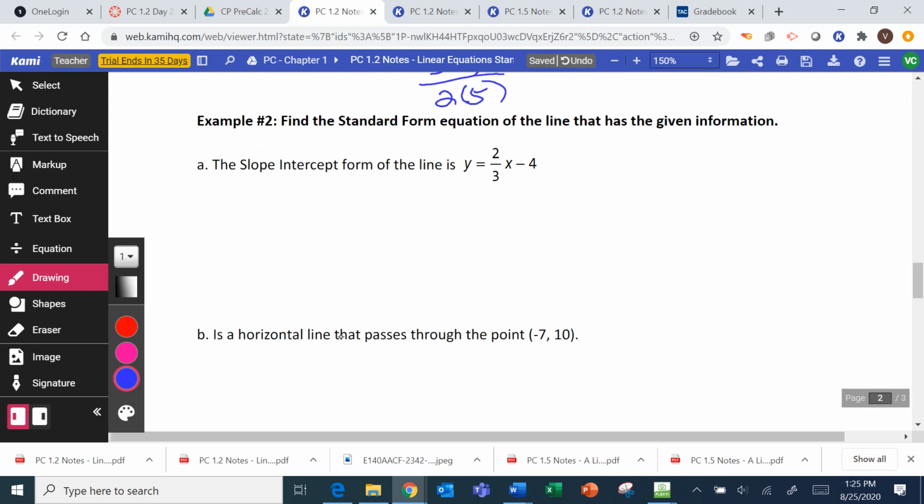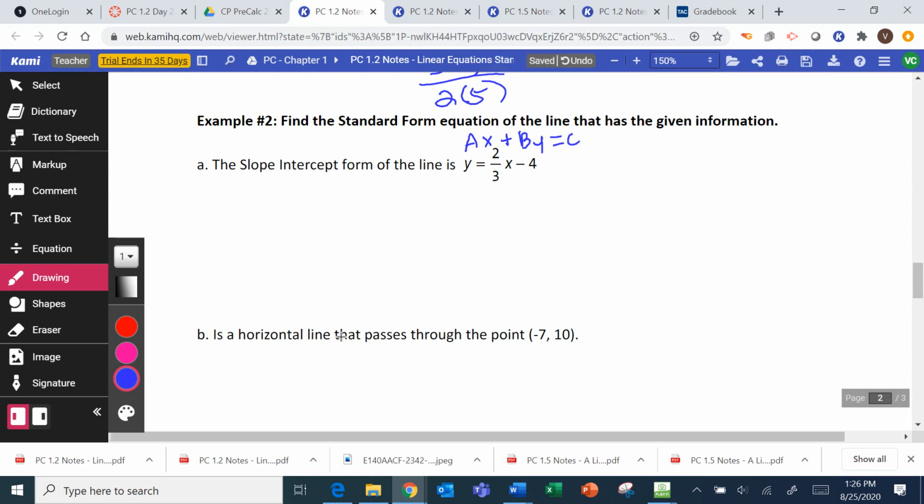All right, the next section, we did a little bit of this the first day, finding standard form of the equation of the line with the given information. We just have a little bit more practice and different scenarios. So this time, I'm going to start with the slope-intercept form of the line, and we need to put it into standard form, ax plus by equals c.